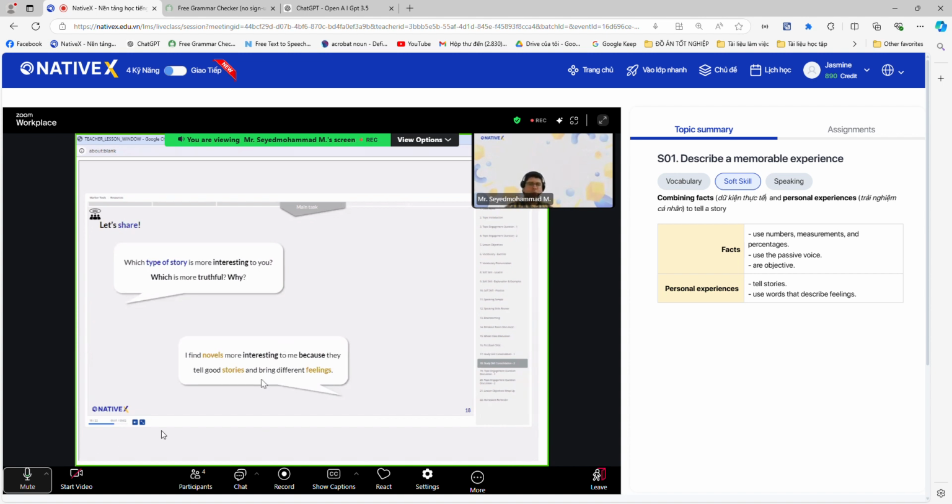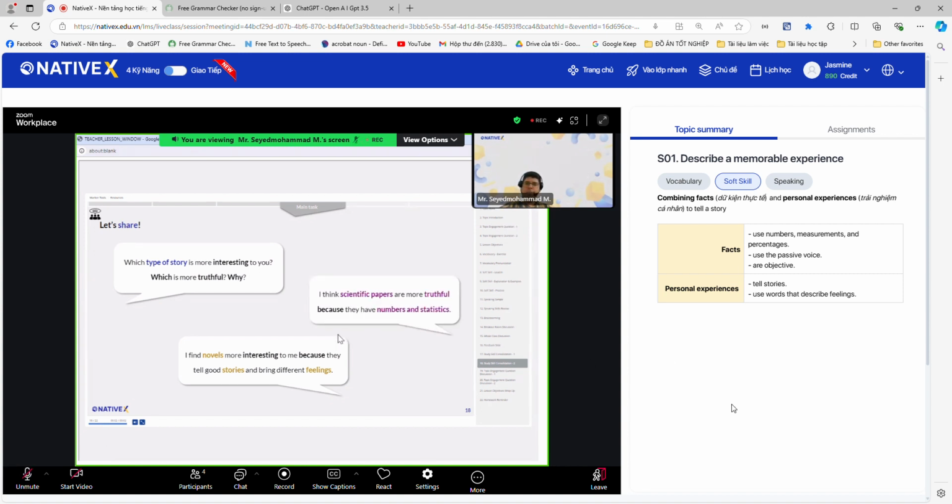And could you please read this sample answer too? Okay. I find novels more interesting to me. I find. This sentence, I find. Yes. I find novels more interesting to me because they tell good stories and bring different feelings. Very good job. Thank you.